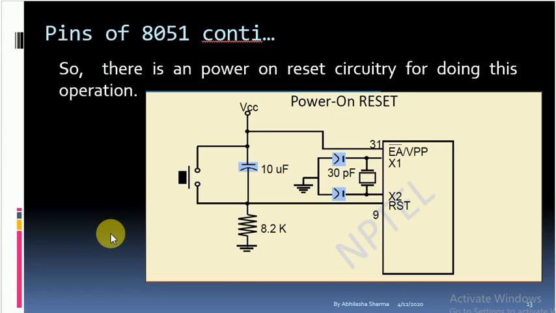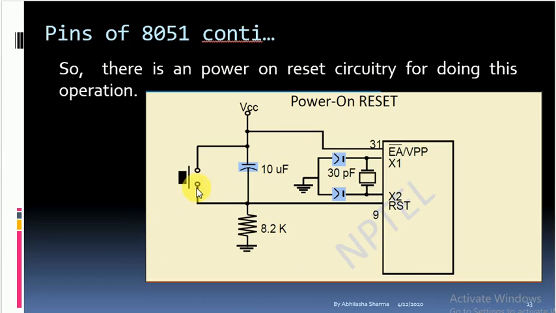Yes, and this is the circuitry for performing the reset operation. So there is a power on reset circuitry. In this case, these two pins, X1 and X2, are the crystal oscillator pins. Here the crystal oscillator is connected with the help of these two capacitors, which are shorted and connected to the ground, and the EA pin is connected to VCC. So this is the requirement for the reset circuitry.